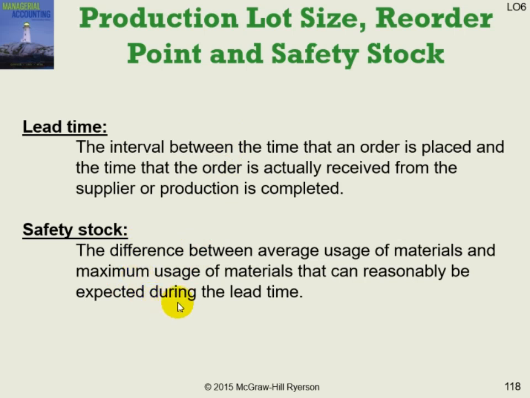A safety stock would be additional inventory that you have just in case you need it. So the safety stock gives you a margin of safety so that you don't run out and have to shut down your production line while you're waiting for the supplier to ship you that inventory. And that's all there is to this chapter.